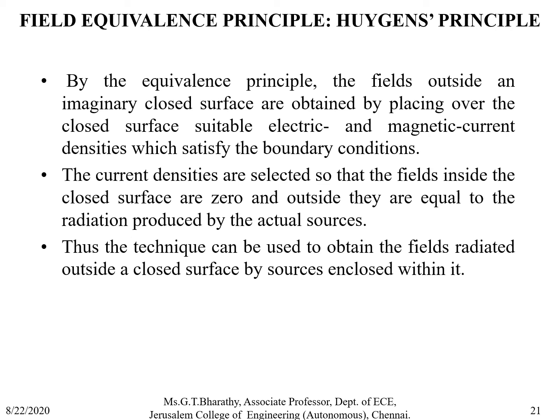By the equivalence principle, the fields outside an imaginary closed surface can be obtained by placing over the closed surface suitable electric and magnetic current densities which satisfy the boundary conditions. The current densities are selected so that the fields inside the closed surface are 0 and outside they are equal to the radiation produced by the actual sources. Thus, the technique can be used to obtain the fields radiated outside a closed surface by sources enclosed within it.